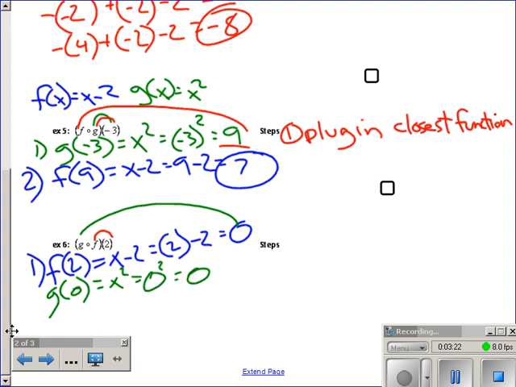But the whole point of composite is that you plug it into the one that's closest first, and then you take that answer and plug it into the next one. So it's a 2-step problem.